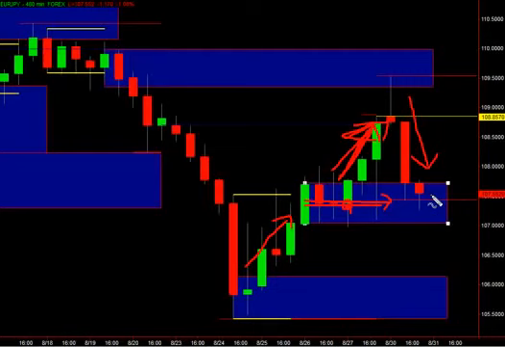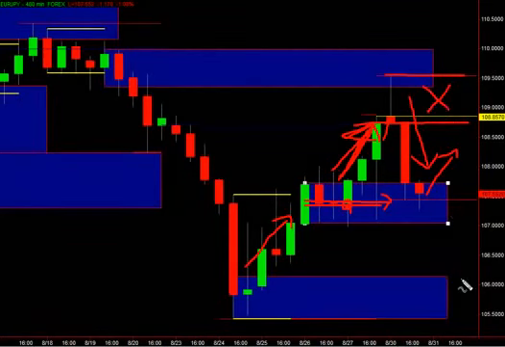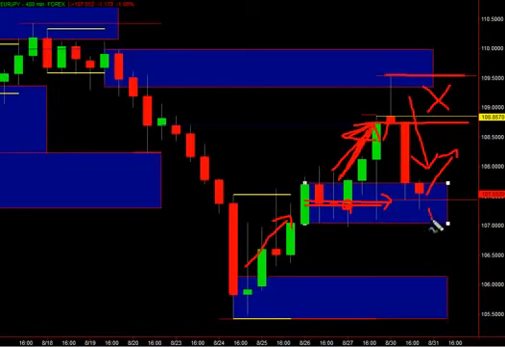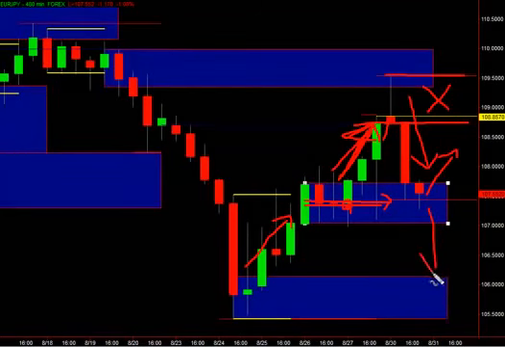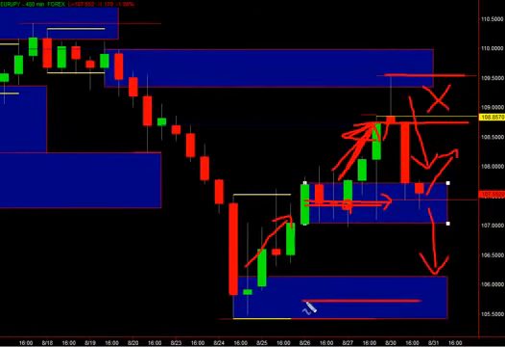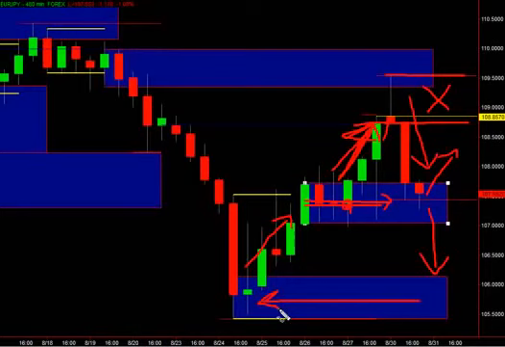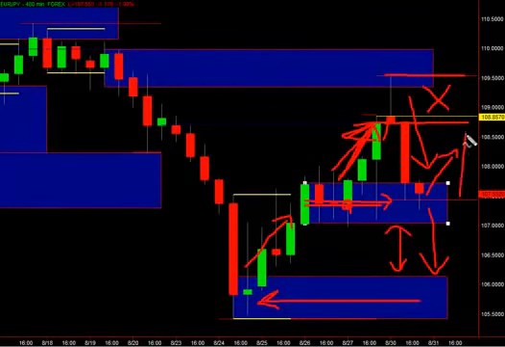But it's an established area of interest. It will either react, most likely back up to this next area of interest. This is where the move down started. Back into this newly established area of interest, or price will continue through it back down to this previously established area of interest. And the distance between those two locations is essentially what you're aiming to trade for.